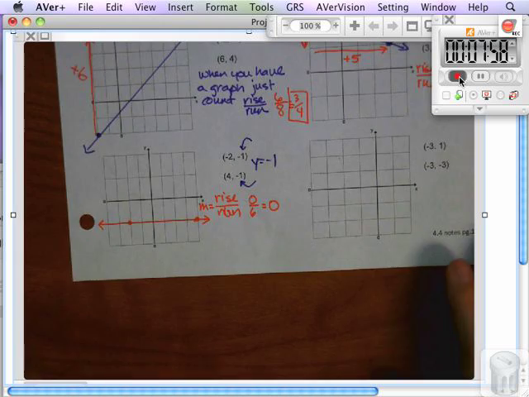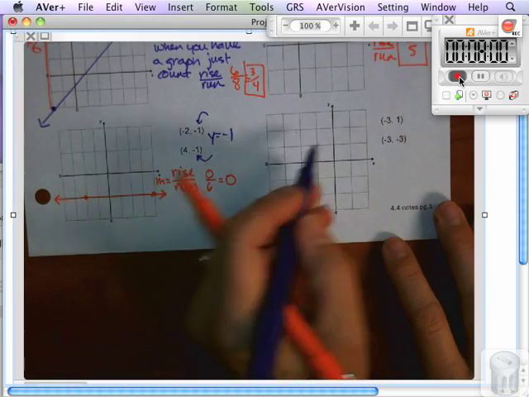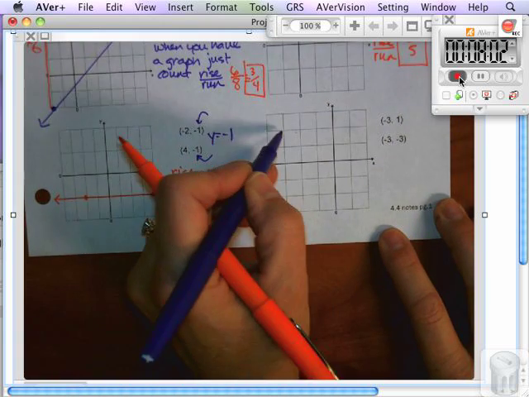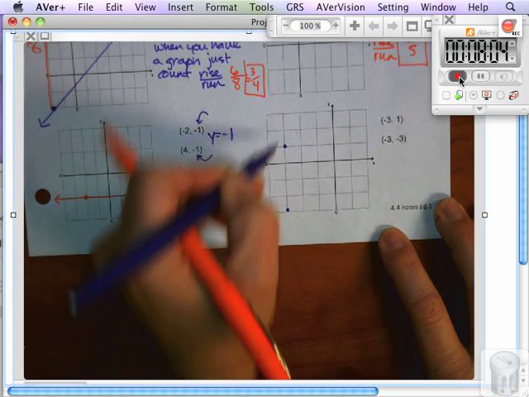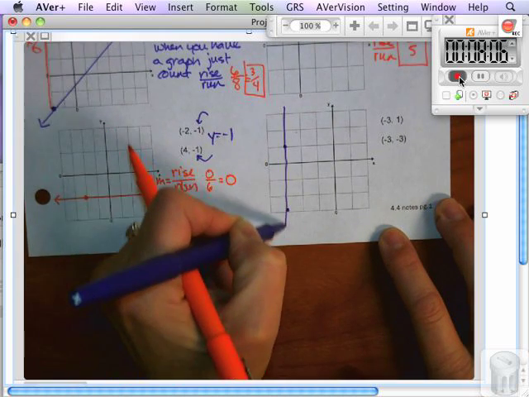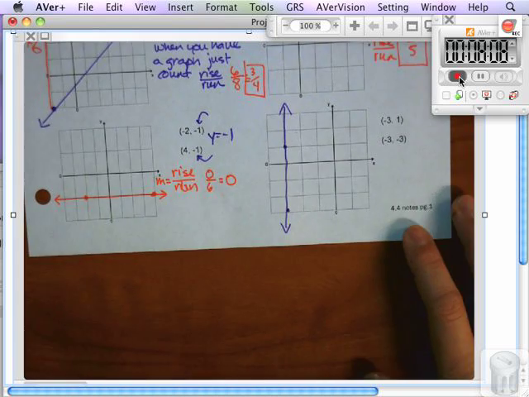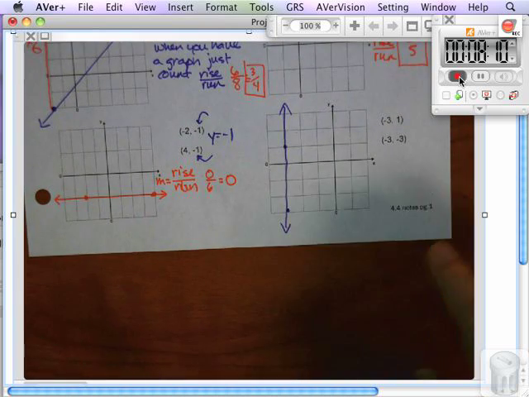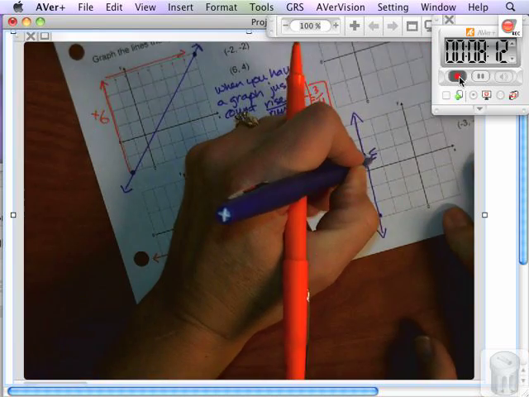Okay, all right, this one here. -3, 1, -3, and -3. Oh, look at that. What kind of line is that? It's vertical, and its slope is undefined.